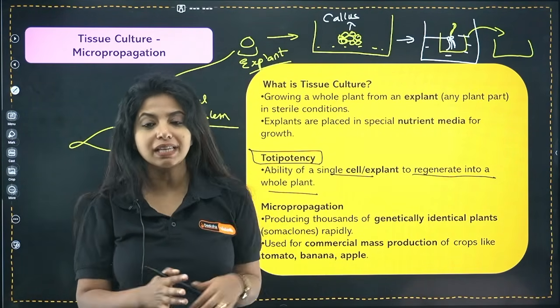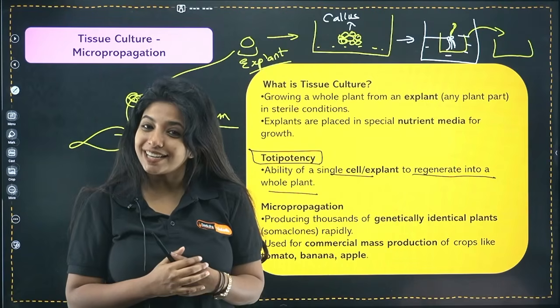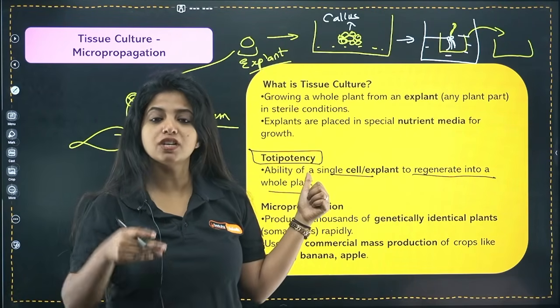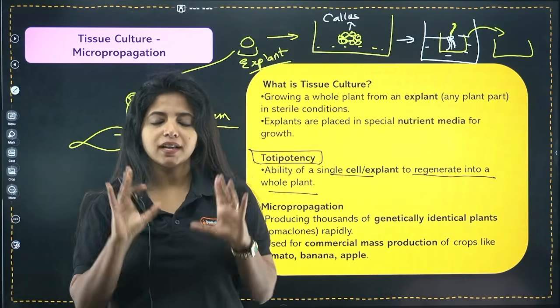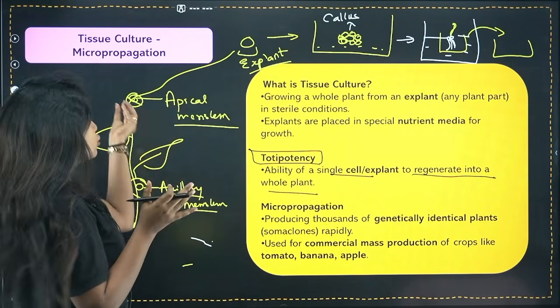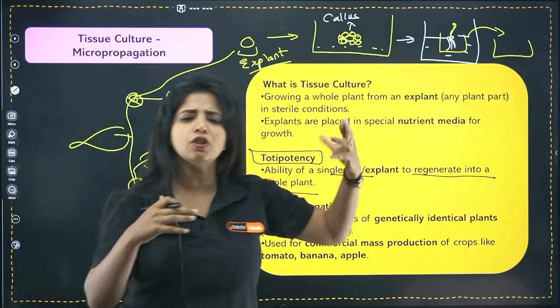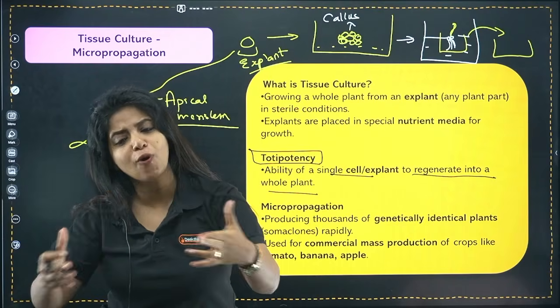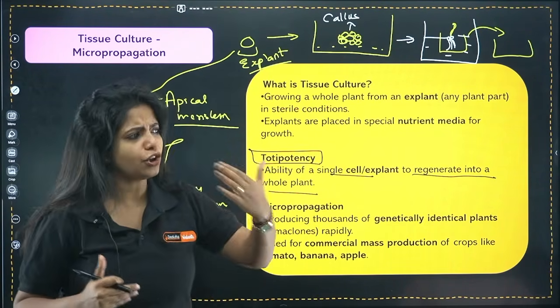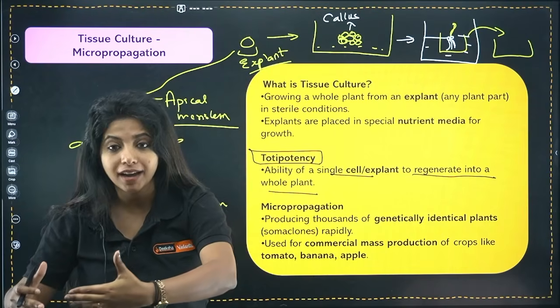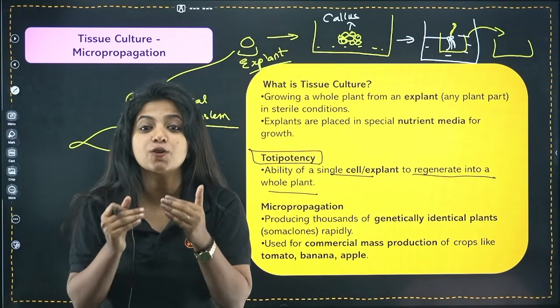Totipotency. Not all cells have that ability. There are some specialized cells known to be totipotent cells, and the ability is known as totipotency. Now just think of this scenario where from just a tiny explant I am making lots and lots of plants, so many plants, my dear children. Since I am able to make lots and lots of plants, this is known as micropropagation.